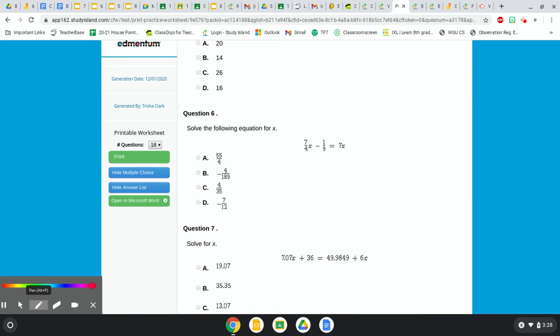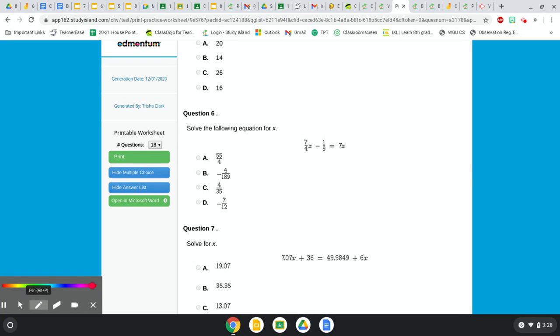All right, next one we're going to try is this question number 6. So you have fractions here, but you know how to work with those. You've been doing those the last 2 days. So remember, if I want to get rid of fractions, first, I always do distributive property first. But I don't have that, so I don't have to worry about it. Then I have to get rid of fractions if there are fractions.